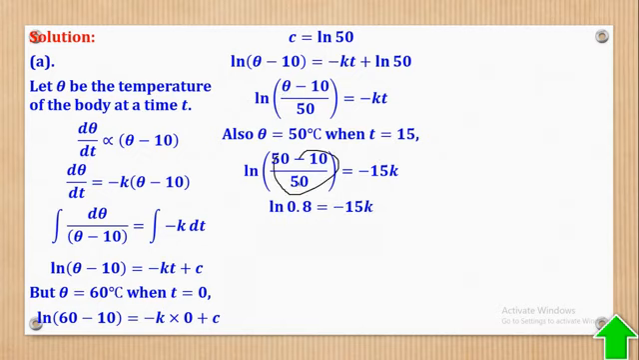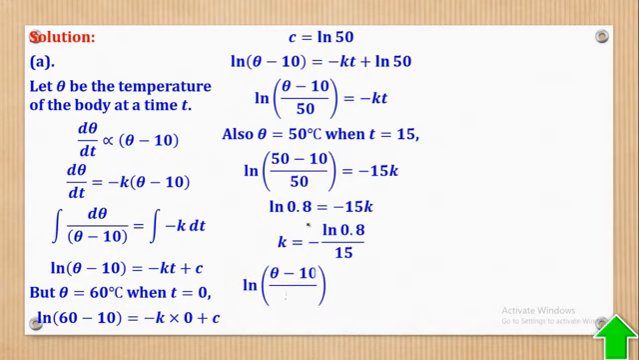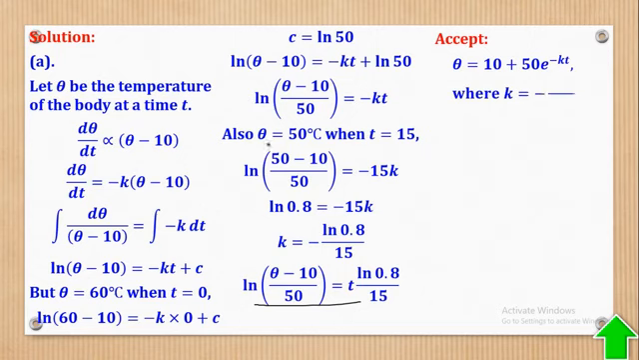So this one simplified is 0.8 and this one is the same as that. So when I make k the subject, k will be equal to that. So I'll also come back and substitute for k here. Now you can either stop here, because you have already got the constants. You have got the value of c and the value of k, and you have substituted in the equation.